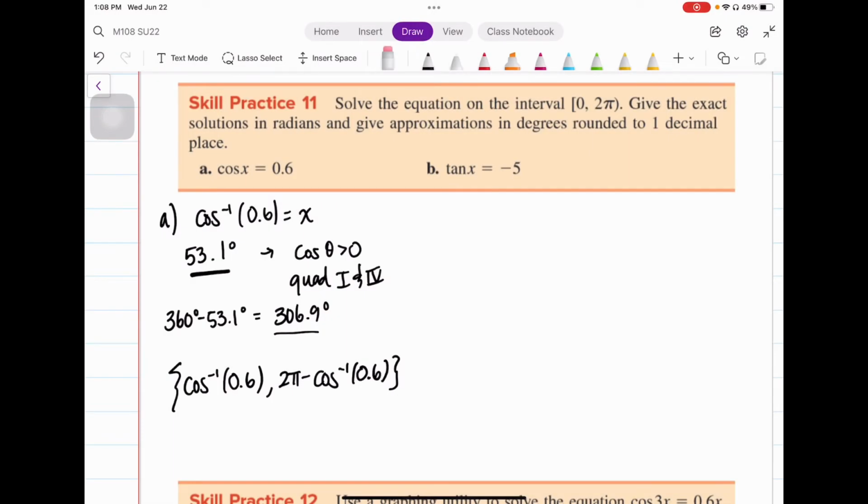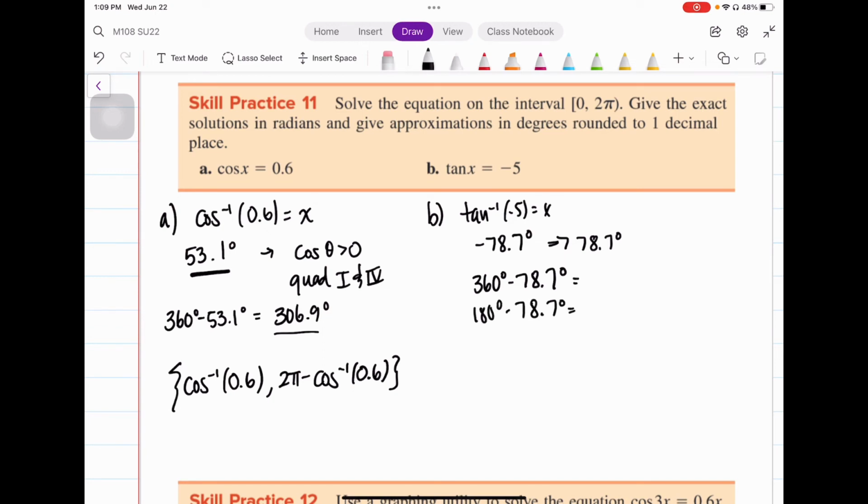I'm going to use the same approach for part B. I'm going to do the inverse tangent of negative 5 equals x in my calculator. That's going to give me a value of negative 78.7 degrees. So that's in the fourth quadrant, so negative fourth quadrant angle. The reference angle is going to be the absolute value of that, which is 78.7 degrees. So to find the fourth quadrant angle measure and the second quadrant angle measure, I'm going to do 360 degrees minus 78.7 degrees and 180 degrees minus 78.7 degrees. That's going to give me 281.3 degrees and 101.3 degrees.